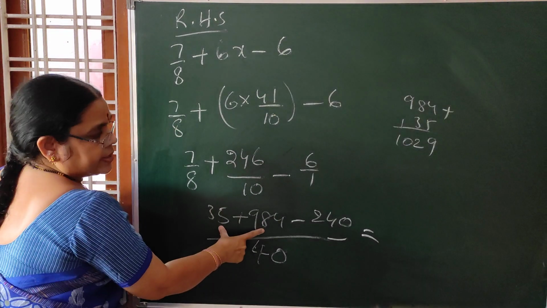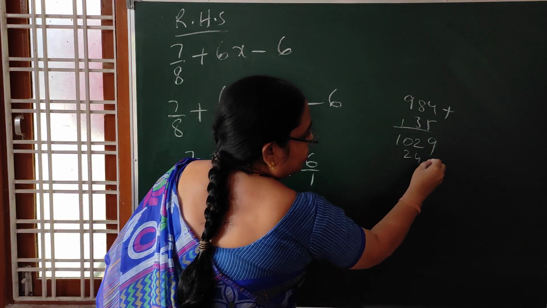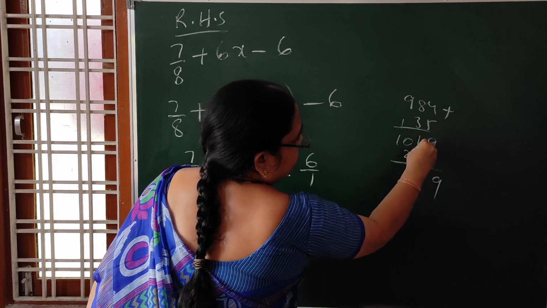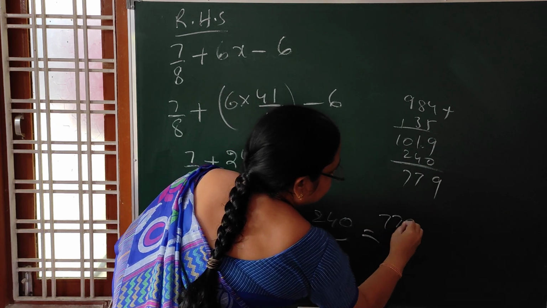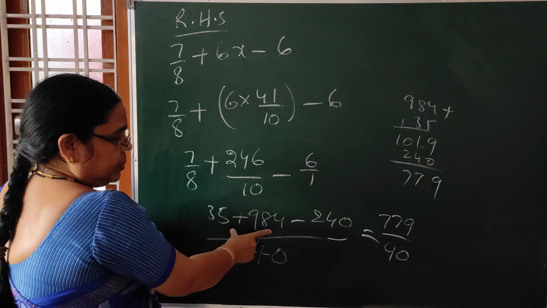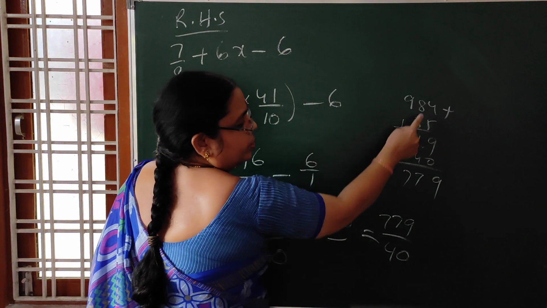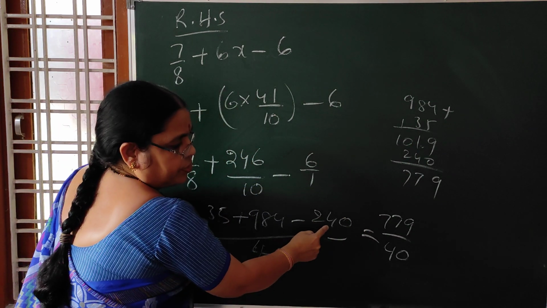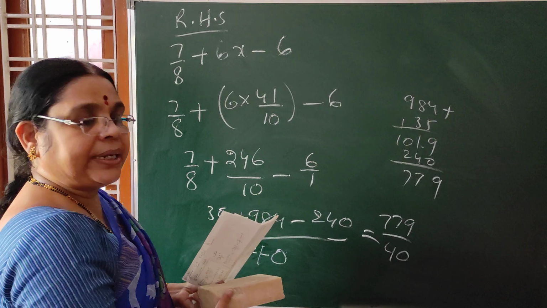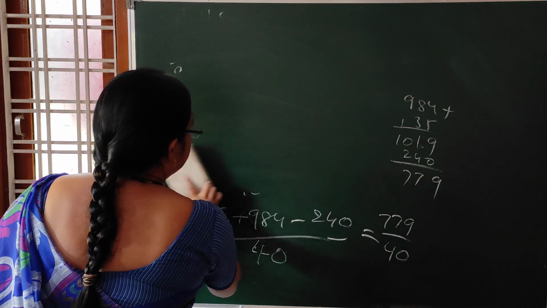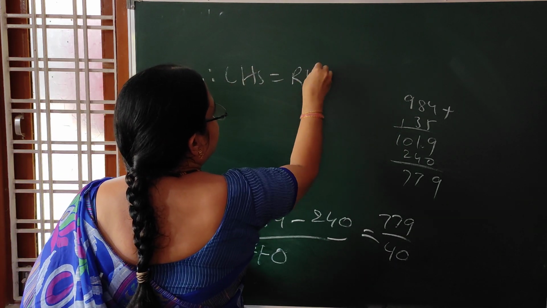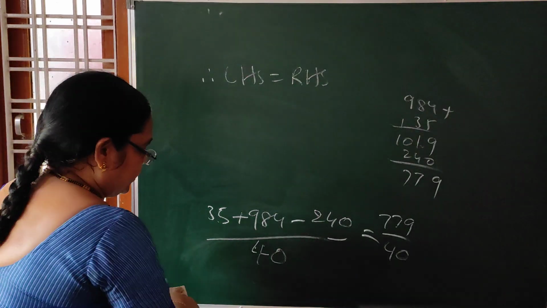1019. These two are positives, so you add. You will get 1019 minus 240, which gives 779 by 40. So LHS how much we got? 779 by 40. RHS also you got 779 by 40. Therefore LHS is equal to RHS. Hence it is verified.